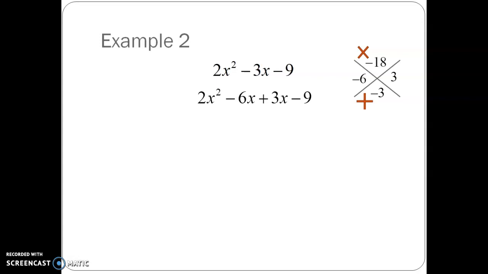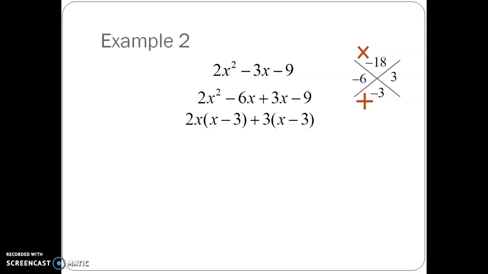Now to finish off the factoring, we're going to group the first two terms together and factor out a GCF, and group the second two terms together and factor out a GCF. So for the first two terms, the GCF here would be 2x, and that leaves us with x minus 3. And in the last two terms, we have a GCF of 3, and factoring that out, we're left with x minus 3. Now those two parentheses should always be the same if you split the middle correctly.